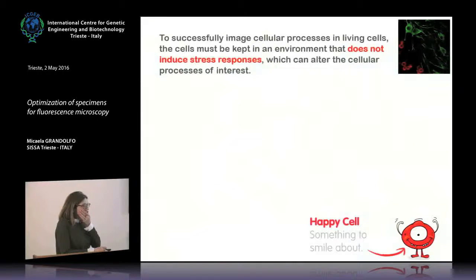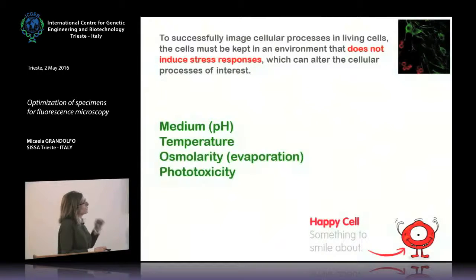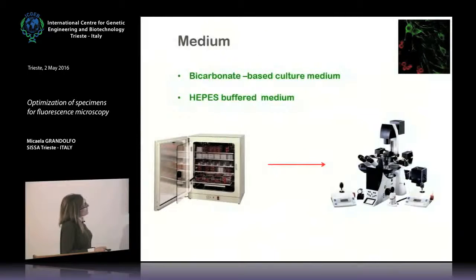Okay, so to successfully image cellular processes in living cells, the cells must be kept in an environment that does not induce stress responses. I mean, you have to take care and try to control as much as possible the medium, the temperature, the osmolarity, and the phototoxicity.